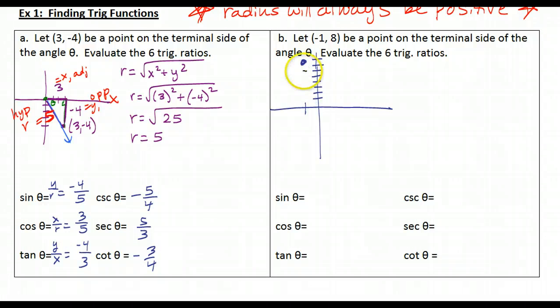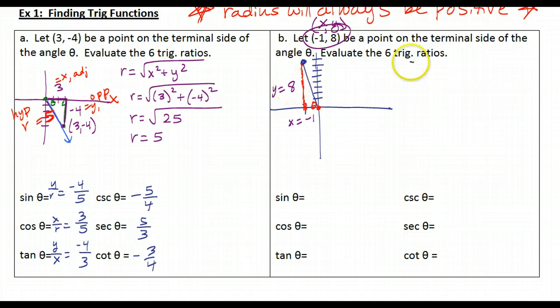I want to always draw my triangle with the x-axis, though it could be very tempting to go to the y-axis since it's closer, but no, always go to the x-axis. Theta is always right here by (0, 0). And now the x value is -1, the y value is 8, and I don't know what r is, so I am going to have to find it. And by the way, in case you're wondering how I got -1 and 8, that came from the point right there. Remember, a coordinate point is always (x, y). That's how I got x and y.